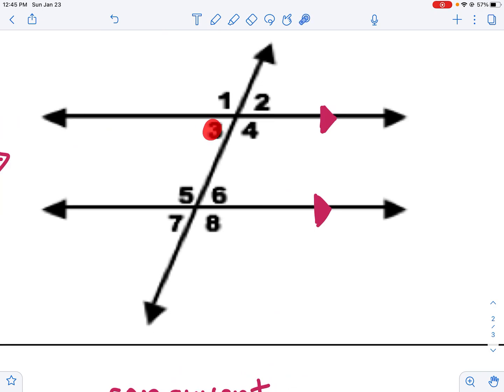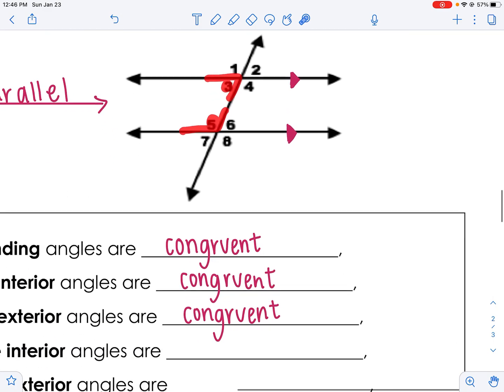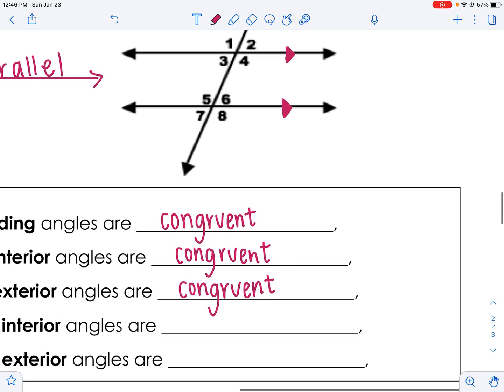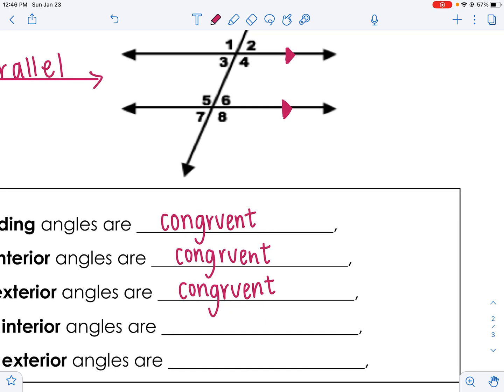Okay, now same side interior. Same side interior would be 3 and 5. And if we notice one's acute and one's obtuse, if I add those together, they're going to add up to 180. So think, what's the word that means they add up to 180? That word's supplementary.